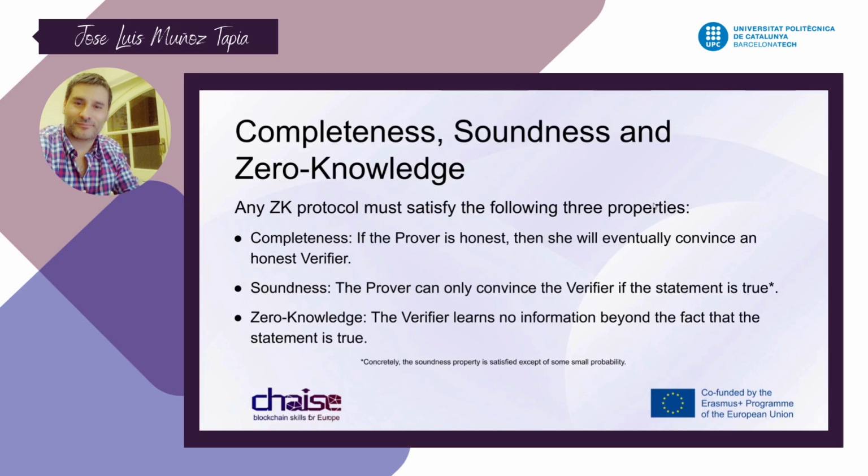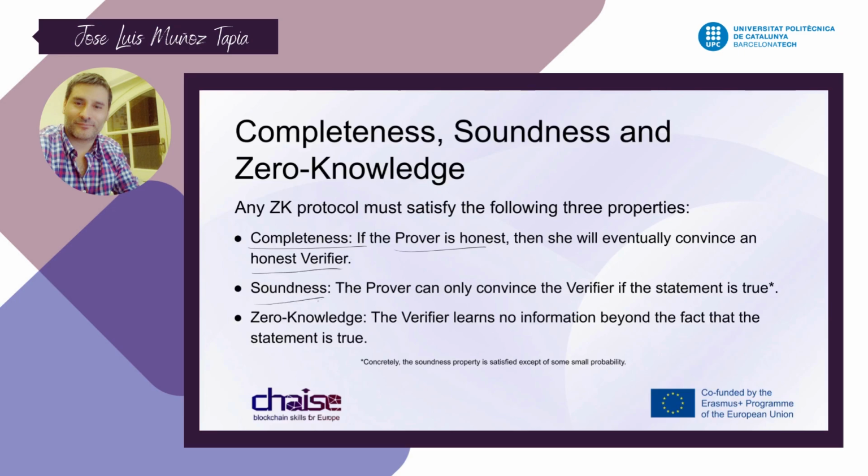In general, these systems need to fulfill three properties. First, completeness. Completeness means that it is possible to run the protocol: an honest prover runs the protocol and convinces the verifier. Okay, so this is what we call completeness.